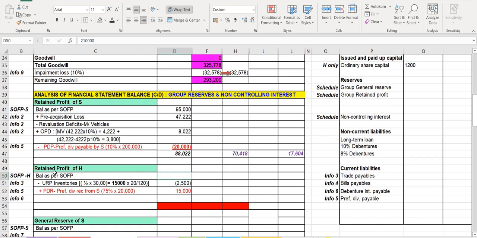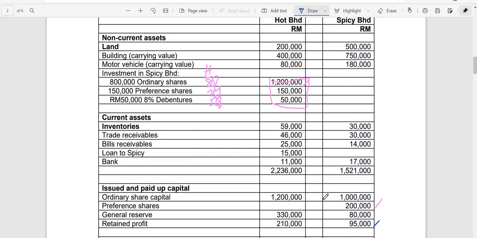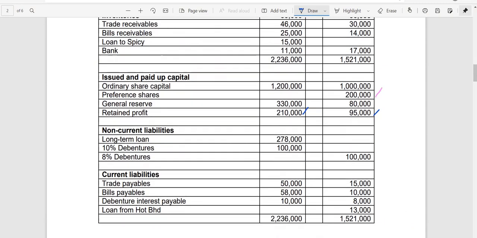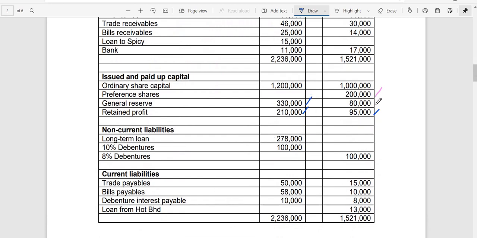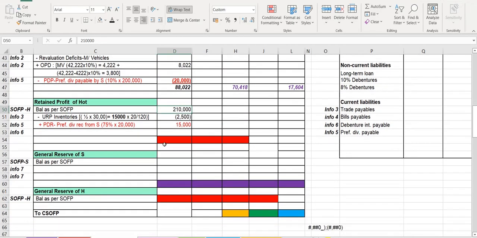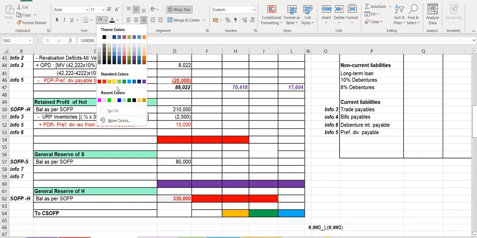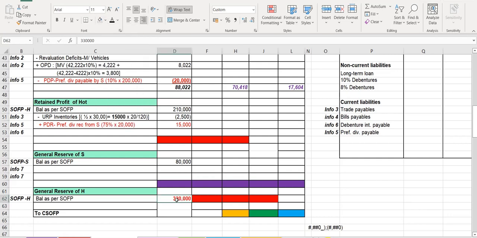Next is the retained profit of the parent company, Hot. This one is the retained profit of Spicy, and this is the one of Hot and Spicy. So the balance, as I said, is taken from the question. It is in the statement given here, 210. Right? You can also take the same thing for the general reserve of the subsidiary and the general reserve of the parent company, and straight away put it here like what I did now. Okay, here 80,000, and I'm putting another one here, which is the one of the parent company. So that was taken from the question.